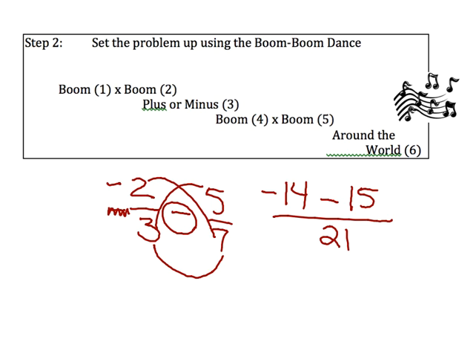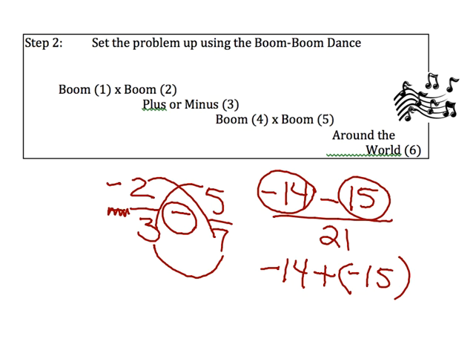Does everybody see where I got every number? It's a subtraction problem. What is the rule we use for subtraction? Anybody? John? Keep, change, change. Do you remember how I taught you to circle your integers? Keep, change, change. It's an addition problem. Same sign, simply add. 14 plus 15 is 29. Since they're both negative, my answer is negative 29 over 21.